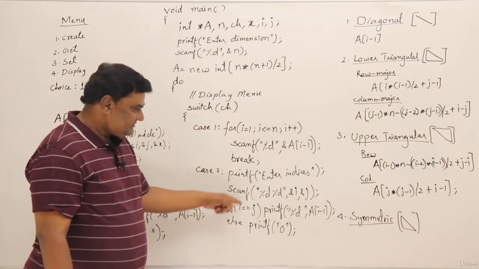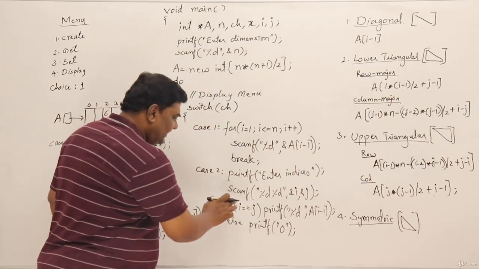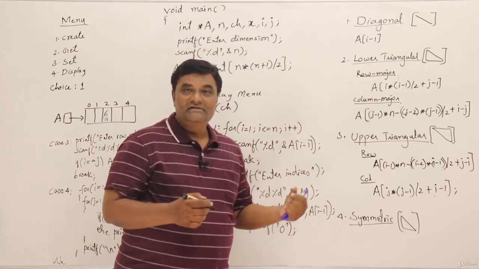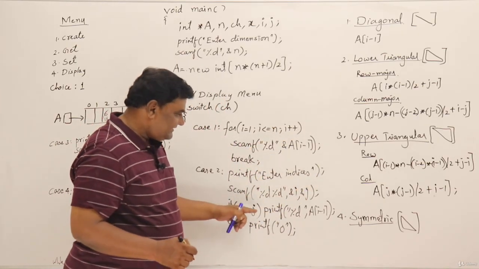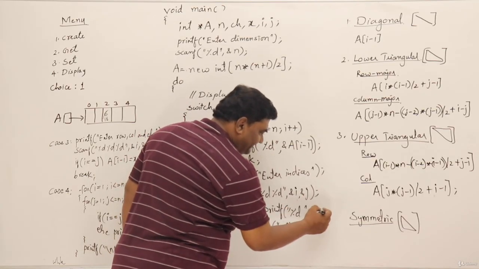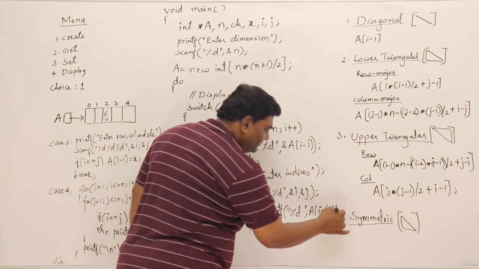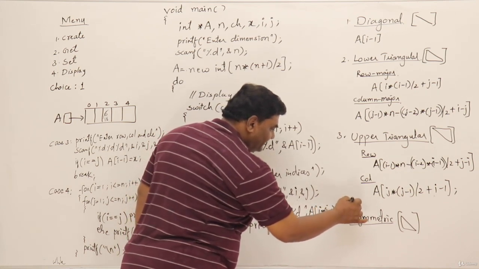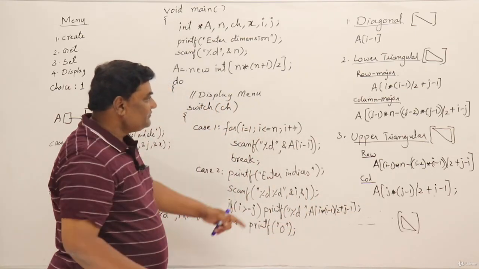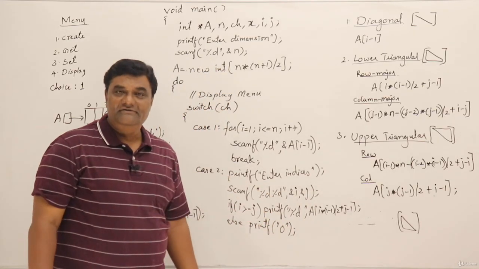Then the get function, where I want to get the element. If i is greater than or equal to j, then it is a lower triangular element, that is a non-zero element. So from where should I take the element? I should take the element from i into (i minus 1) by 2 plus j minus 1. I'll remove this one. So I am using the formula, and by using the formula we can retrieve an element from a given index.